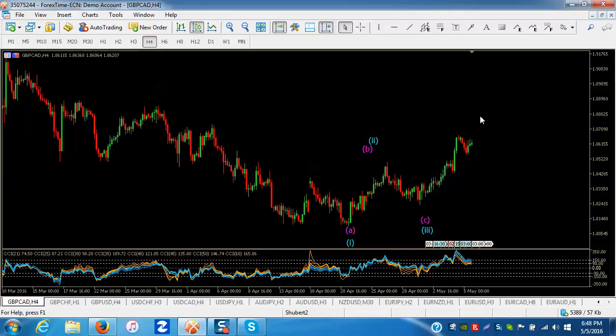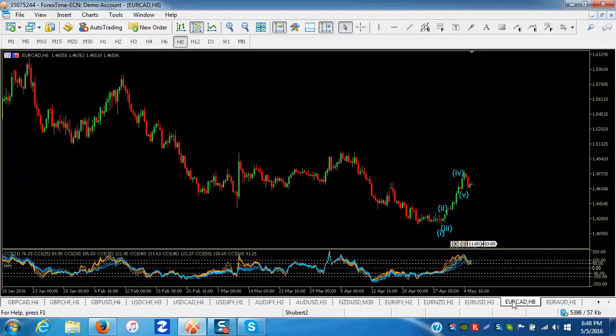And so either way, I would suspect it's going to end and it's going to at least correct to the downside. So again, the way that the charts are setting up is that the Canadian dollar will be strengthened and the US dollar will be weakened on the news.